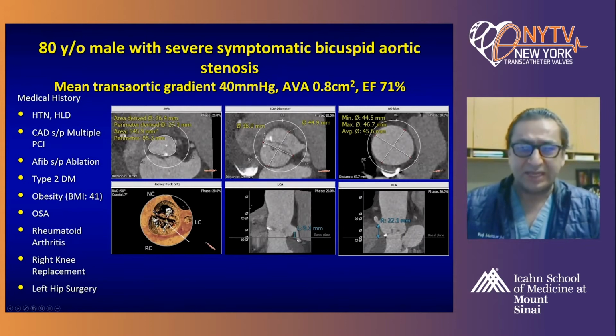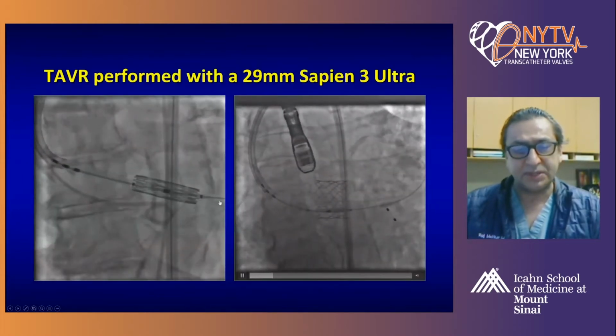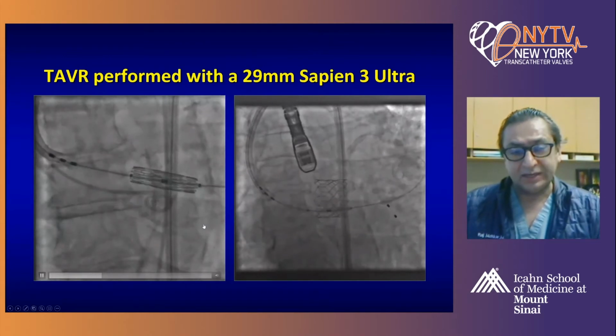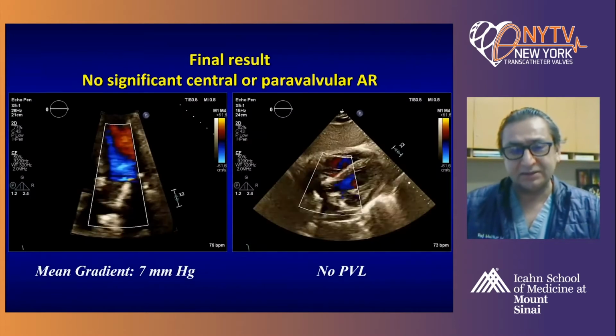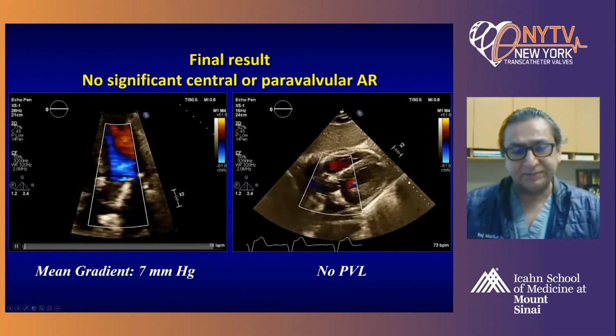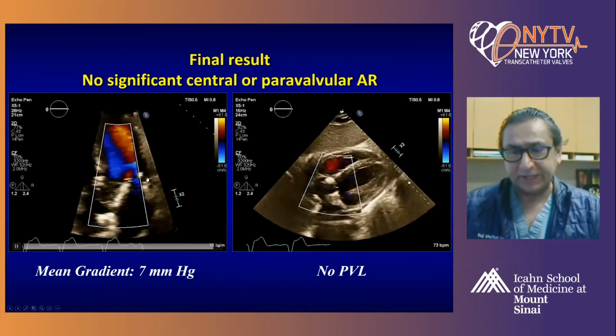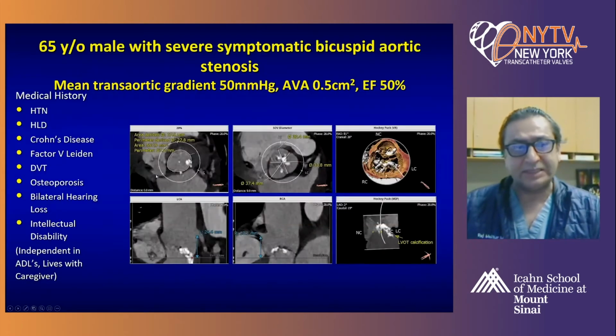Here is a patient who's 80 years old, and if you look at it, there is not one but two calcified raphe here, but they're not very severely calcified. And the left main origin was borderline, but the sinuses were large. We went ahead and treated this patient with balloon expandable TAVR, and he did really well. And this is his echo the following day with no paravalvular leak.